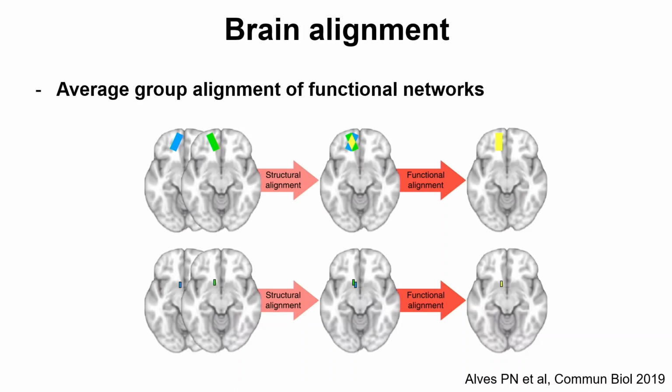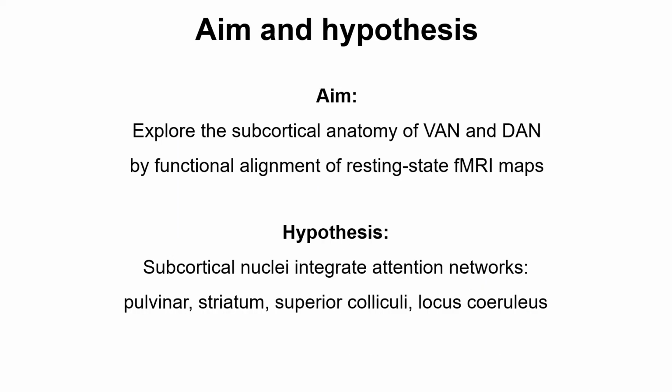In a previous work, we have demonstrated that if we do an additional step of functional alignment, we may improve the identification of these small subcortical structures. With this, the aim of our work was to explore the subcortical anatomy of the dorsal and ventral attention networks by the functional alignment of resting state fMRI maps. Our hypothesis was that some subcortical nuclei also integrate attention networks.